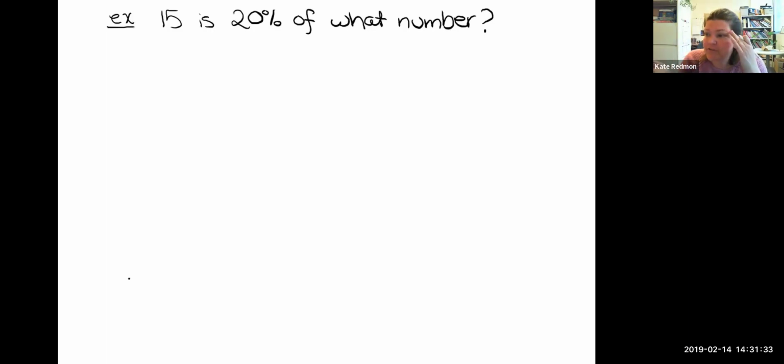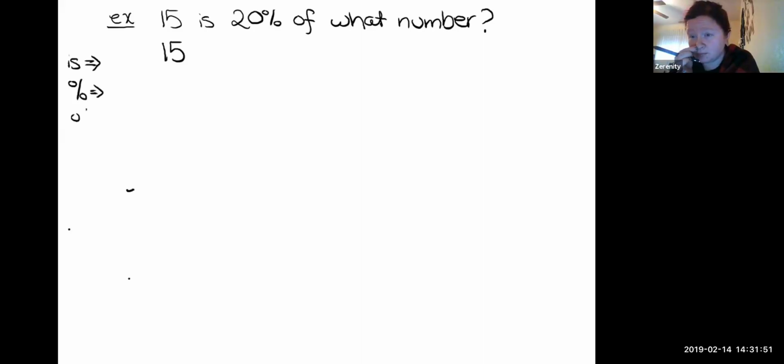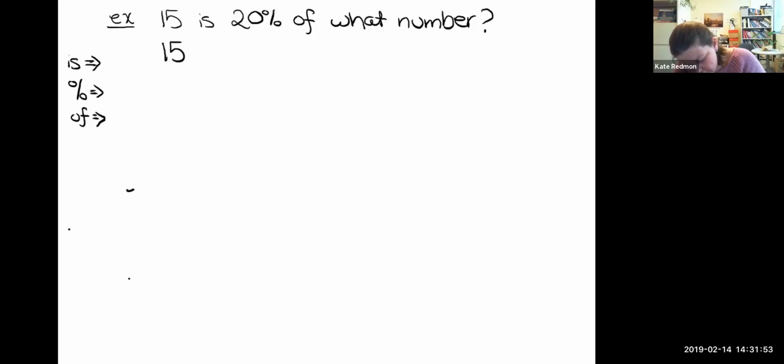So I see the number 15. Numbers are numbers. I write a 15. Now, Serenity, I see the word "is." What did we say that "is" meant? What does that mean, equal? It does. It means equal. So underneath the word "is," I'm going to put an equal sign.